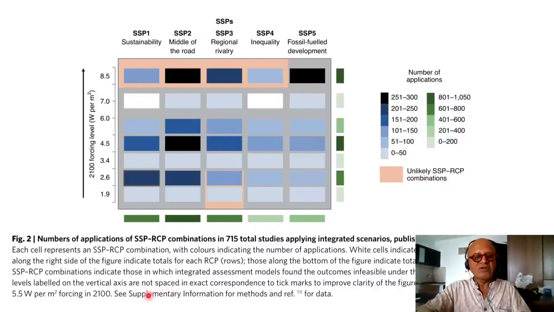Forcing levels labeled on the vertical axis are not spaced in exact correspondence to tick marks to improve clarity of figures. So these have been shifted. So there you go. RCP 6.0 reaches approximately 5.5 watts per meter squared forcing in 2100.